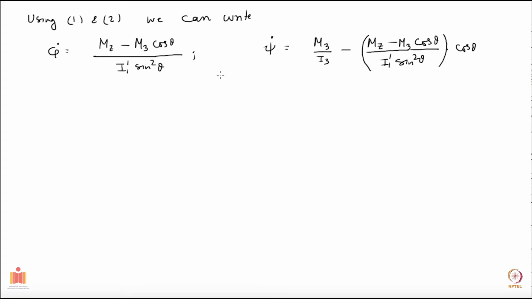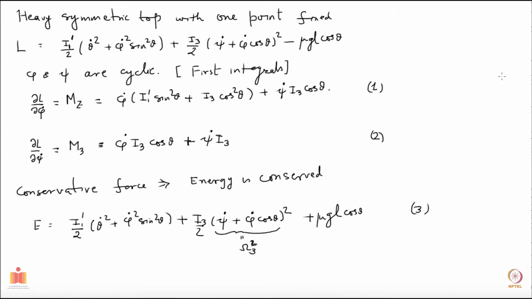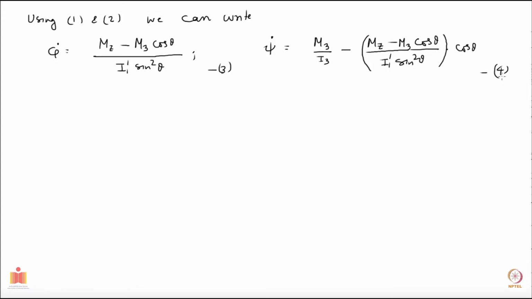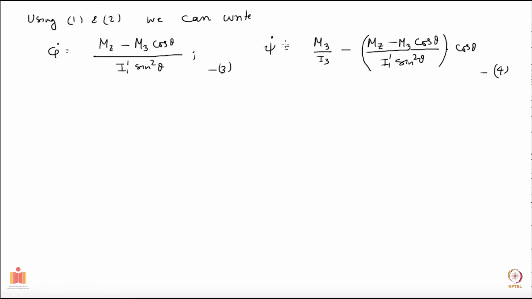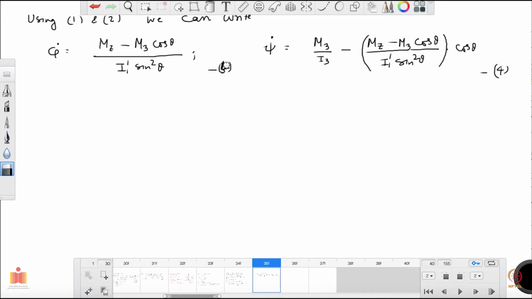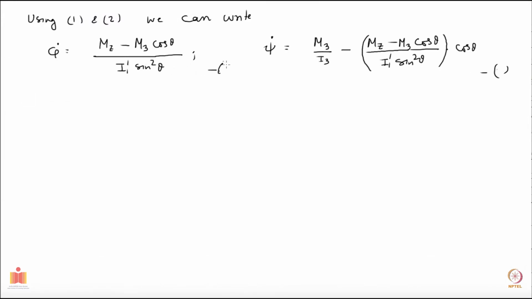So let me call this equation 3 and 4. This is 3. This is 4. No, 4 and 5. Oops. Okay, so this is 4 and this is 5. Okay, that's good.